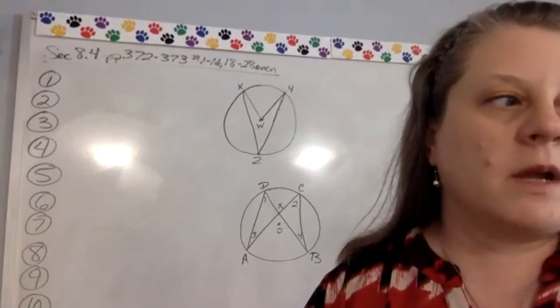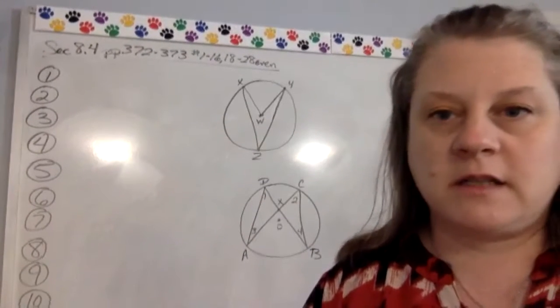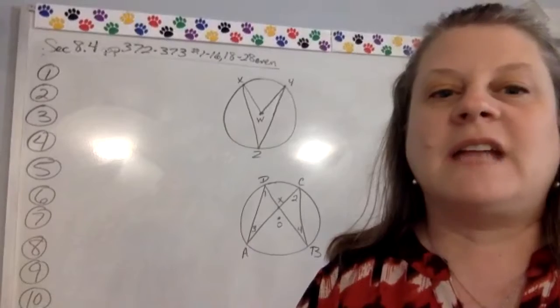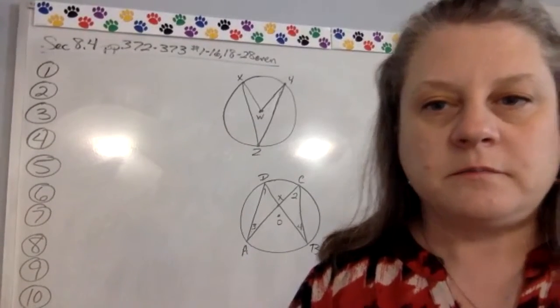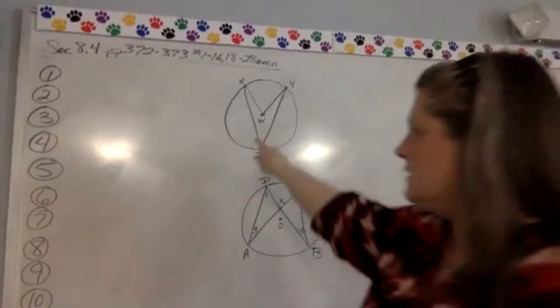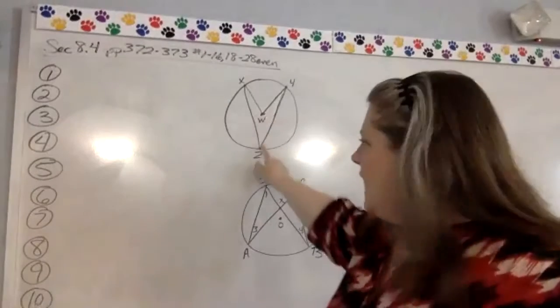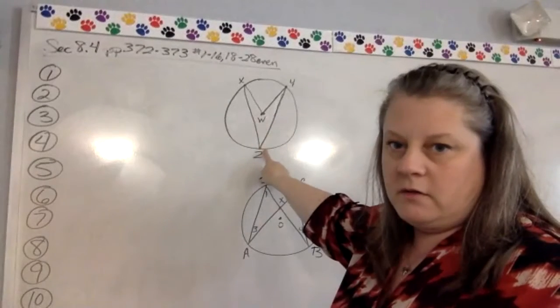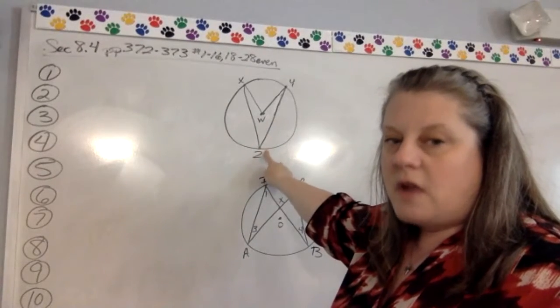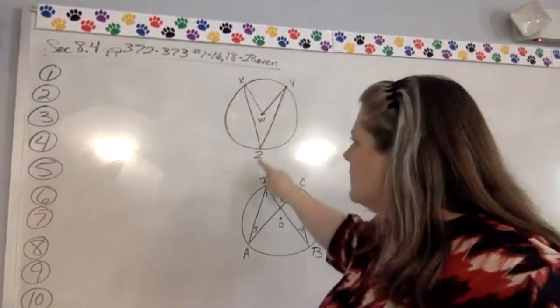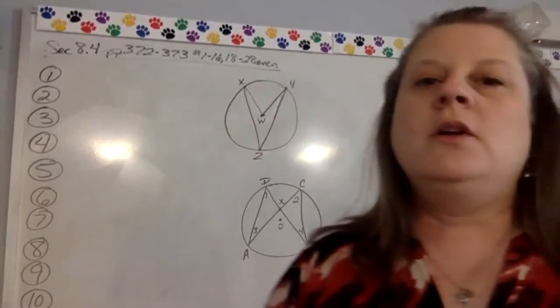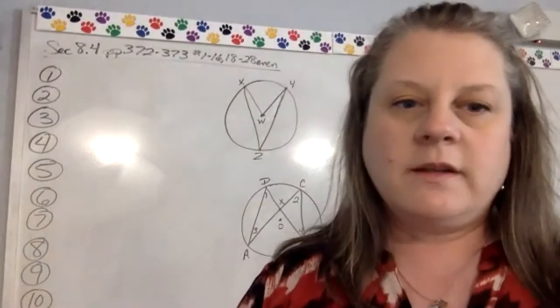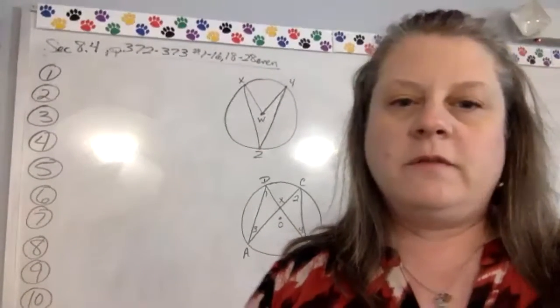The ones that we're working on today, in your section 8.4 notes, are called inscribed angles, where the vertex is not at the center, it's actually on the circle. So this is an inscribed angle. Angle XZY is inscribed because its vertex is on the circle. So those are the ones that we're going to be working on today in section 8.4.